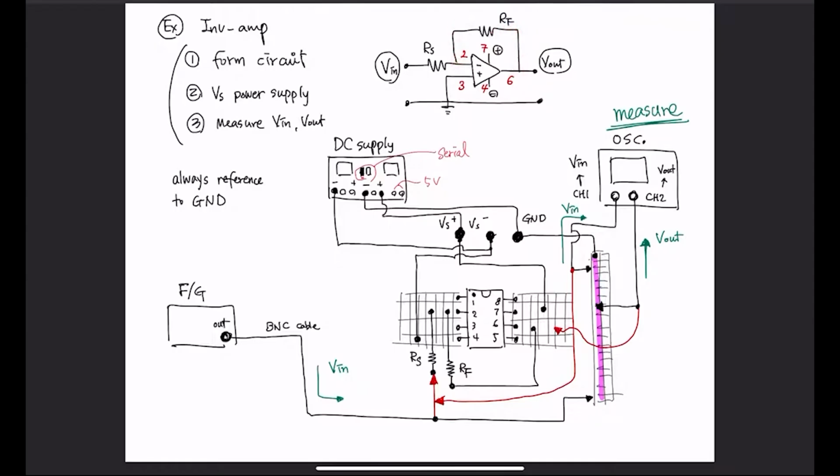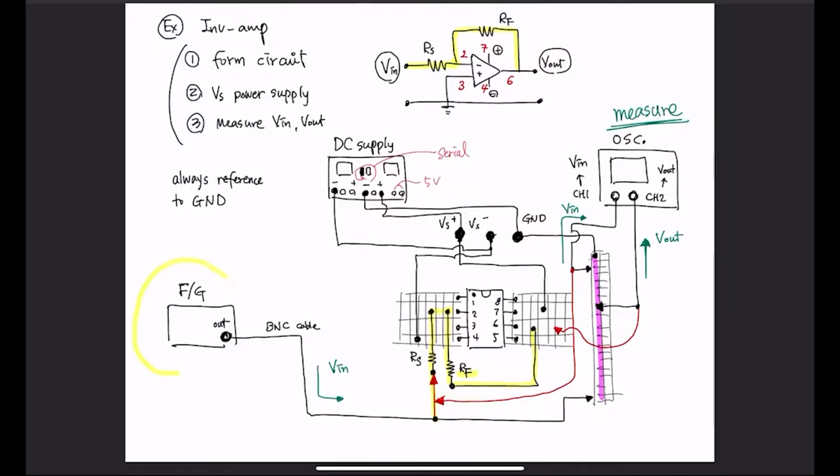So we need to do a couple things. First is 2 to 6 through a resistor. So 2 to 6, it's interconnected through a resistor RF. So we did this thing. And from number 2 to your input through a resistor RS. So number 2 through a resistor to your input.